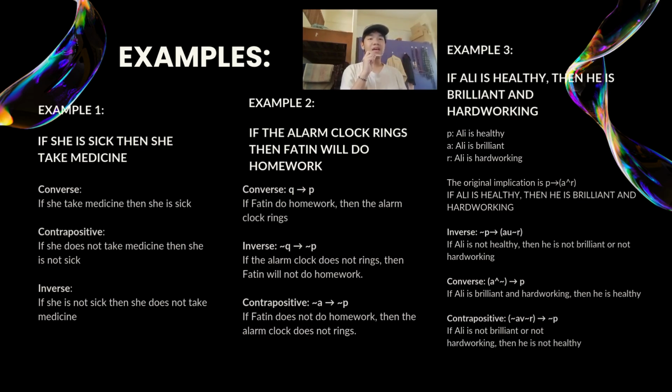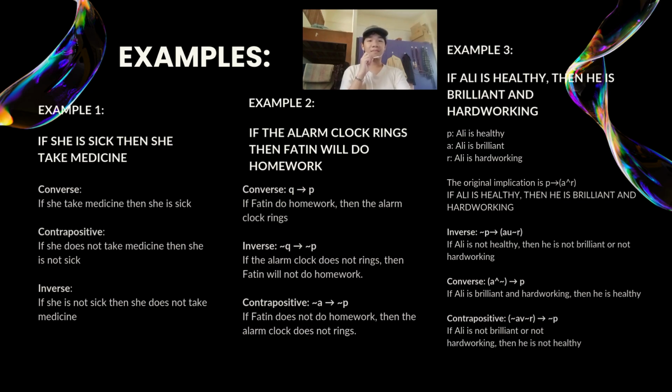Last but not least, example 3. If Ali is healthy, then he is brilliant and hardworking. So there are 3 points here that we can separate. First, P, Ali is healthy. Q, Ali is brilliant. And R, lastly, Ali is hardworking. And we can put it into a notation which would become P implies Q and R.